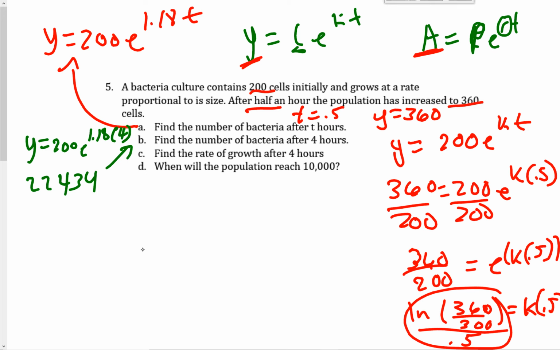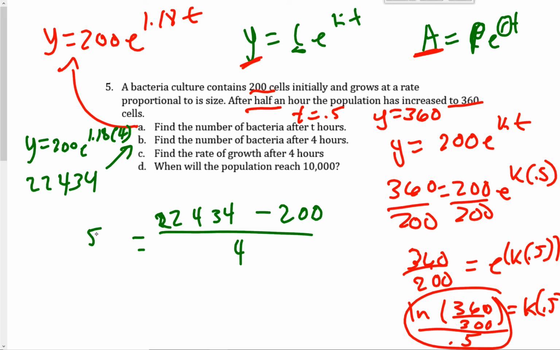Now my rate of growth is how much my growth changes over 4 hours, right? So it's just your slope equation, right? So it's taking in 4 hours, how much does it grow to? The 22,434 minus how much I started with, and then divide that by the difference in time, which is 4. So that one I get, let me see, 55,558.5. So there's my answer to C. That's how much it's growing each hour, right? For every hour, it's growing that much.